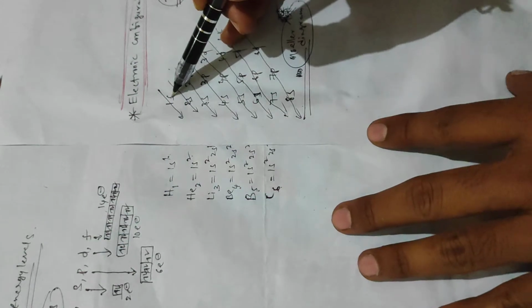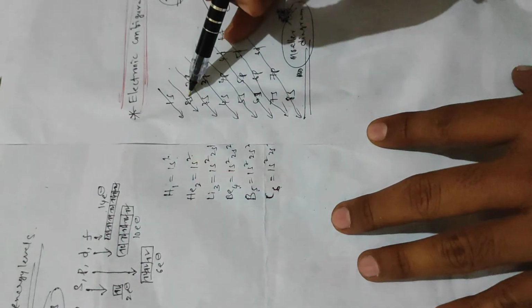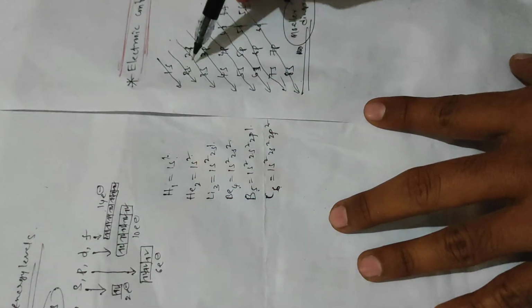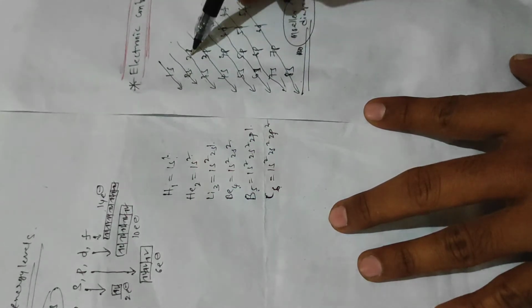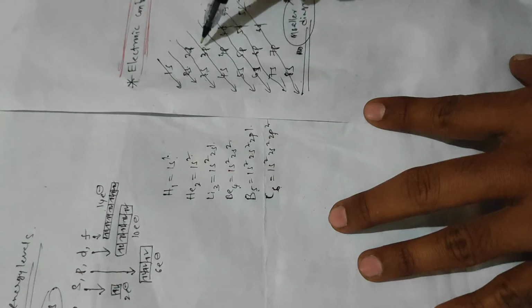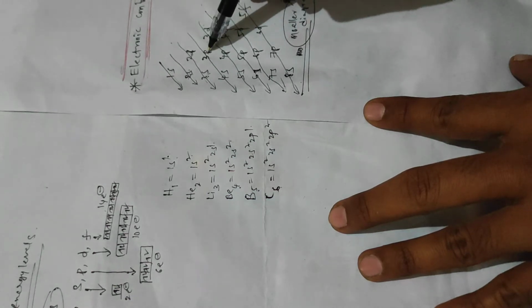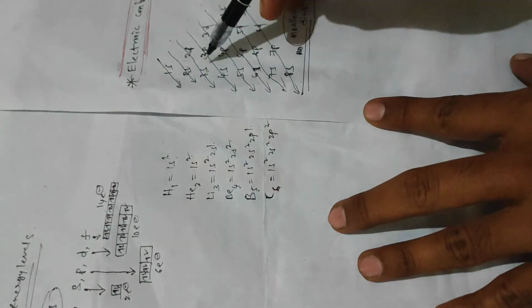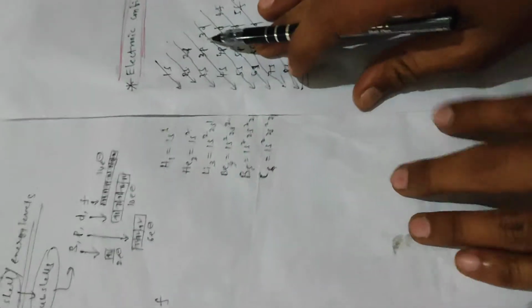According to the Moeller diagram we write like this. First we fill 1s, after that 2s, and after filling 2s we fill 2p. So 1s, 2s, 2p, after 2p we fill 3s, after 3s we fill 3p, after 3p we fill 4s, like this. This is energy increasing order.